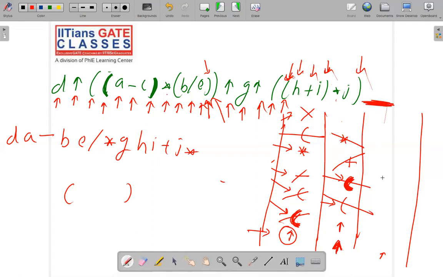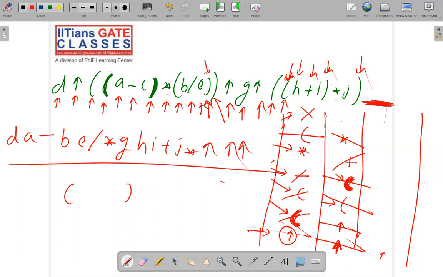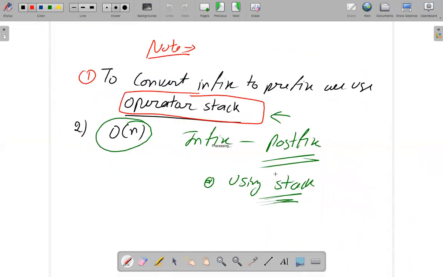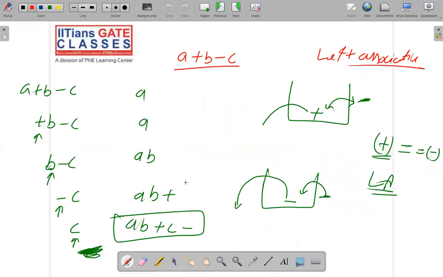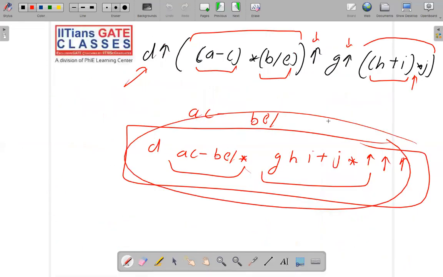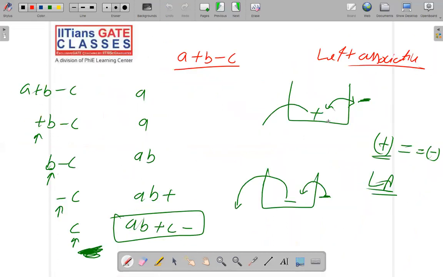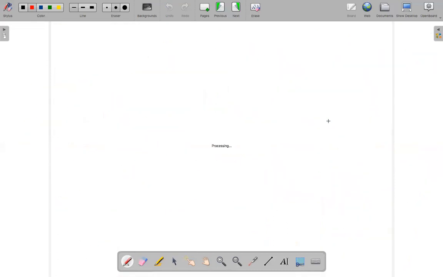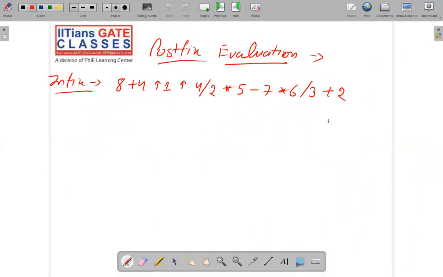So we pop and print. We pop this one, we print here. We pop this one, we print here. Pop this one, we print here. This is the postfix expression. Now let's compare it with our expression. Yeah, this is the expression. It is the same expression. Okay.